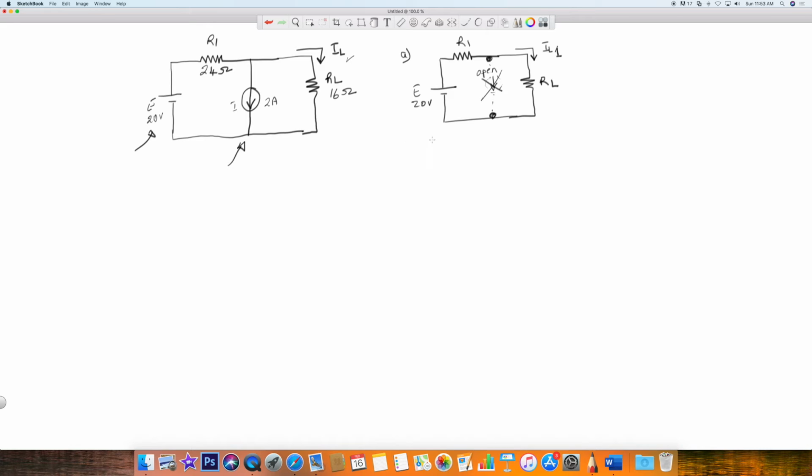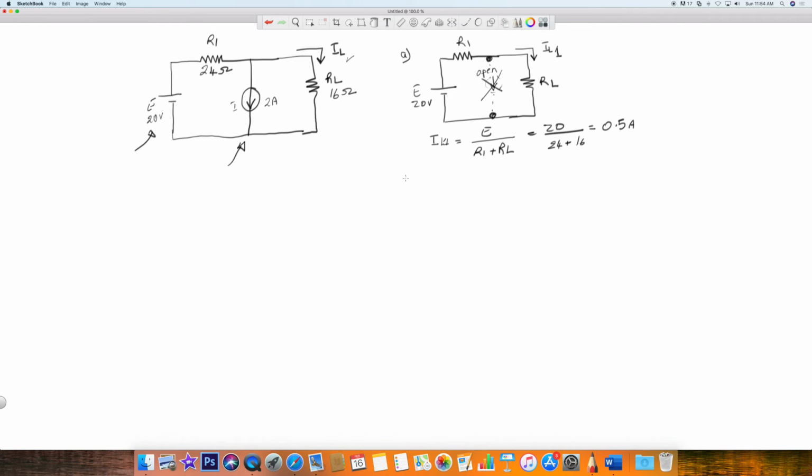Okay, now for this one, pretty much IL1, we could see that IL1 for this one will be equal to E divided by the sum of the resistors, right? So R1 plus RL, which is your 20 volts, divided by 24 plus 16, and pull my calculator here a second. Well, it's about 0.5 amp. There you go.